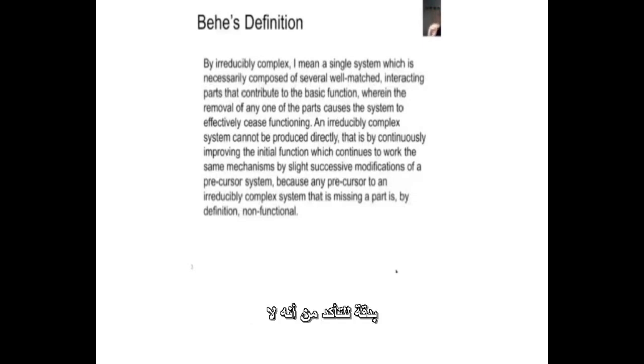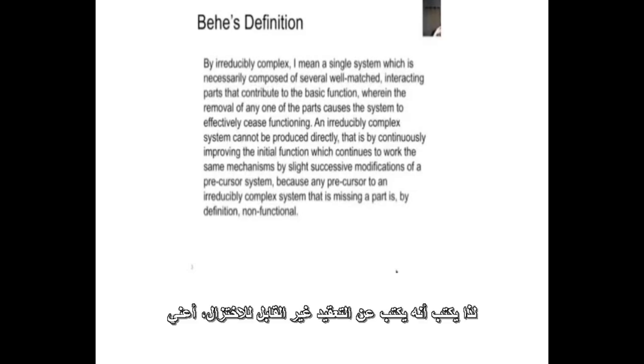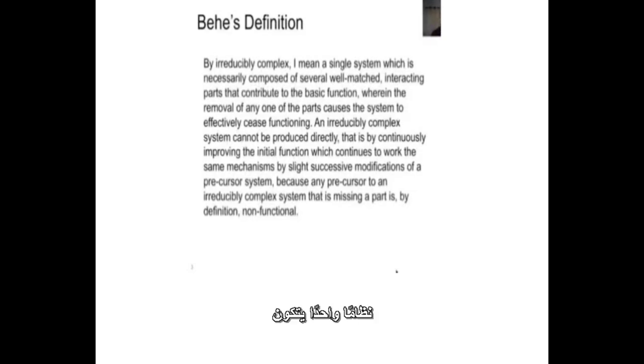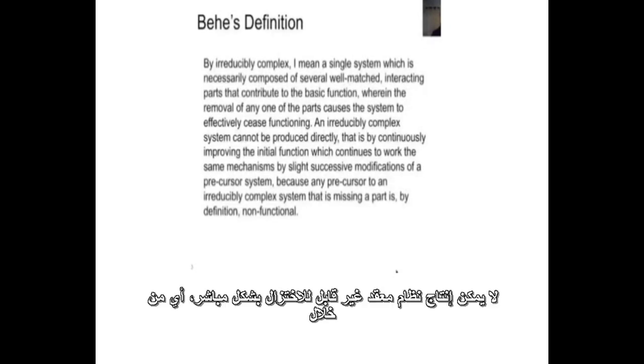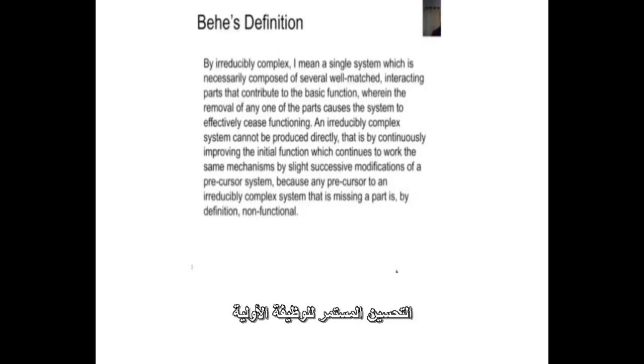We're using his words, and we're going to really parse them to make sure that nobody can accuse what I'm doing here of strawmanning. So, Behe writes, by irreducibly complex, I mean a single system which is necessarily composed of several well-matched interacting parts that contribute to the basic function, wherein the removal of any one of the parts causes the system to effectively cease functioning. An irreducibly complex system cannot be produced directly, that is, by continuously improving the initial function, which continues to work by the same mechanisms, by slight successive modifications of a precursor system, because any precursor to an irreducibly complex system that is missing a part is, by definition, non-functional.